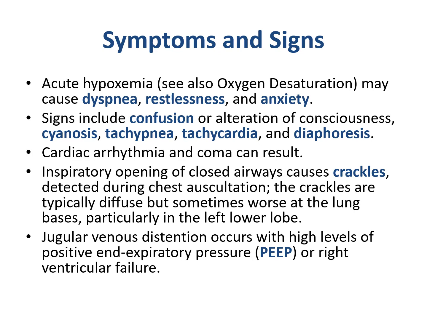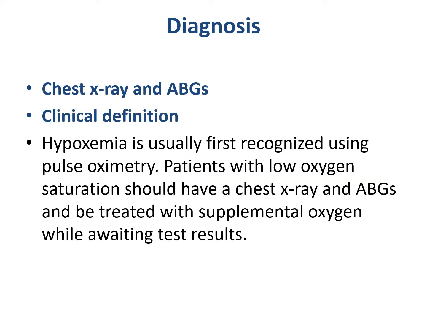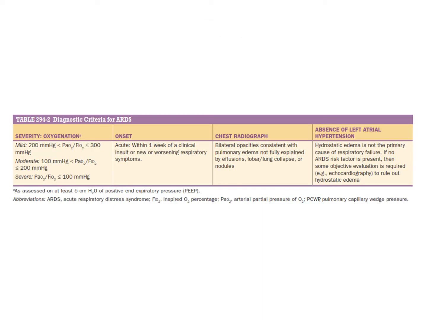Respiratory opening of closed airways causes crackles detected during chest auscultation. The crackles are typically diffuse, but sometimes worse at the lung bases, particularly in the left lower lobe. Jugular venous distension occurs with high levels of positive end-expiratory pressure, PEEP, or right ventricular failure.